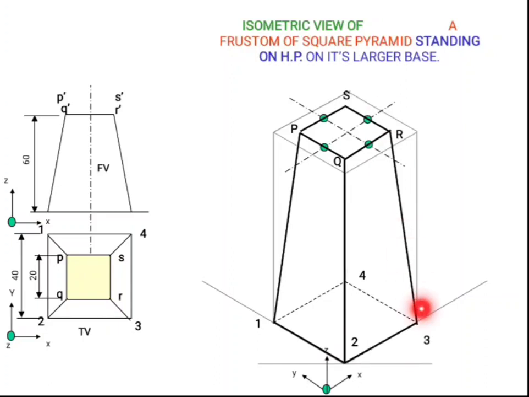Then the visible edges are thickened by using thick line, and hidden edges are marked by using dotted line. Now the solution is over.